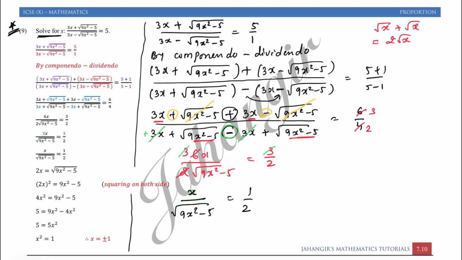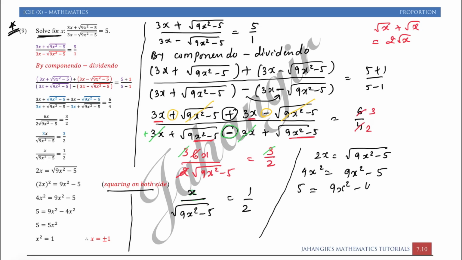First let's cross multiply. We will get 2x is equal to root of 9x square minus 5. Take squaring on both sides. So this 2x will become 4x square, and square root we can remove, 9x square minus 5. Now solving as per the equation rule, 9x square minus 4x square, 5 is equal to 5x square. So x square is equal to 1, x is equal to plus minus 1. So x value can be plus minus 1.